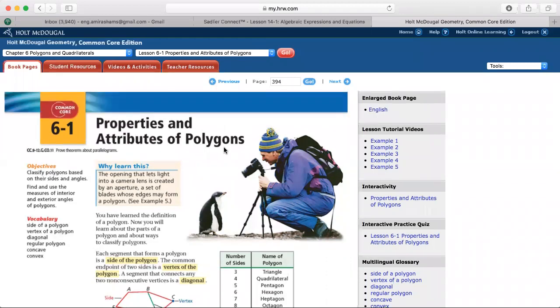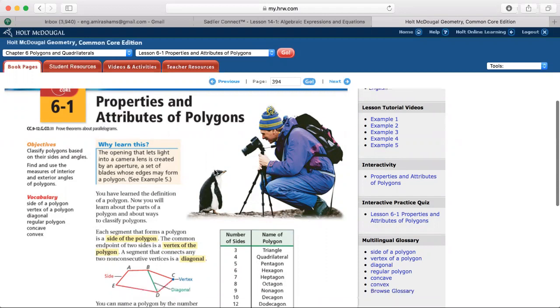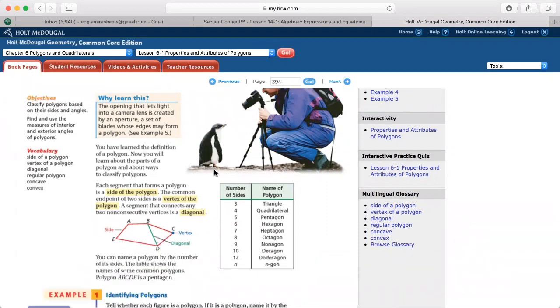Today we're going to start a new lesson in geometry, chapter 6, lesson 1: Properties and attributes of polygons. All of you, of course, know and have learned about polygons. Polygons have so many names according to the number of sides.